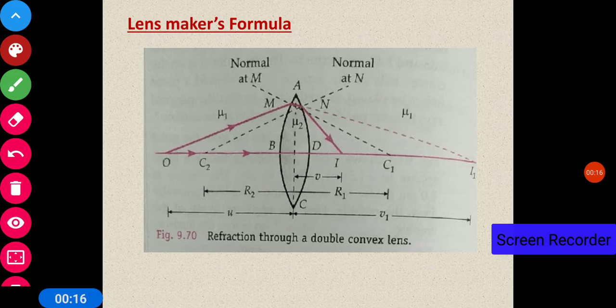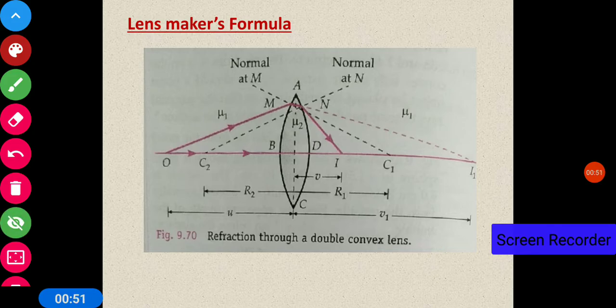Now, lens maker's formula. In the previous lecture, you have studied refraction through a spherical surface. Now, a lens is made of glass, enclosed in a medium. A lens has two curved surfaces, or one curved surface and one plane surface. Here I am going to discuss the lens maker's formula for a double convex lens.